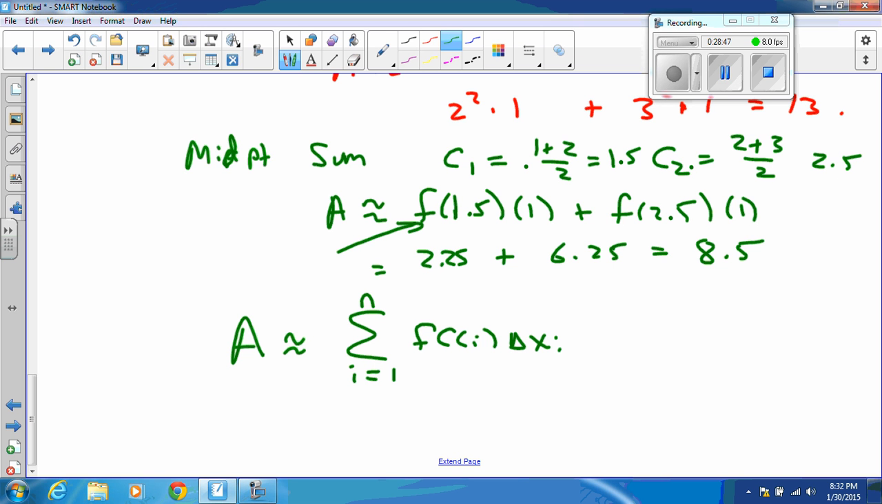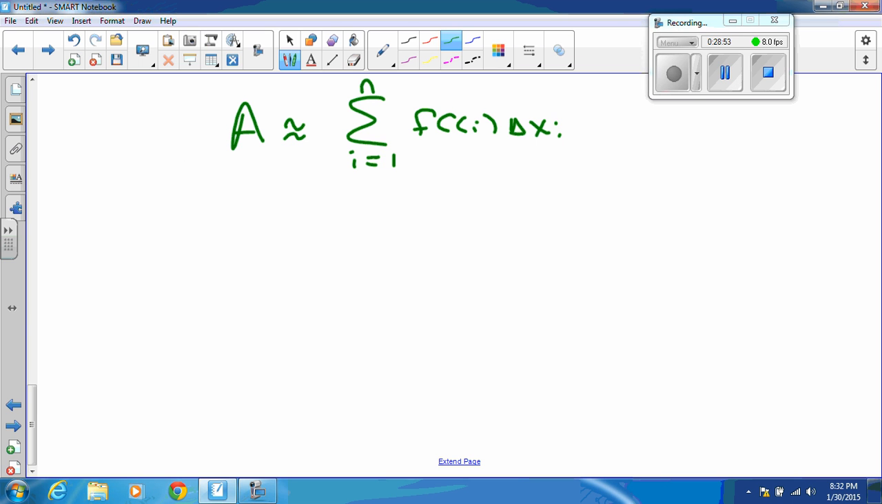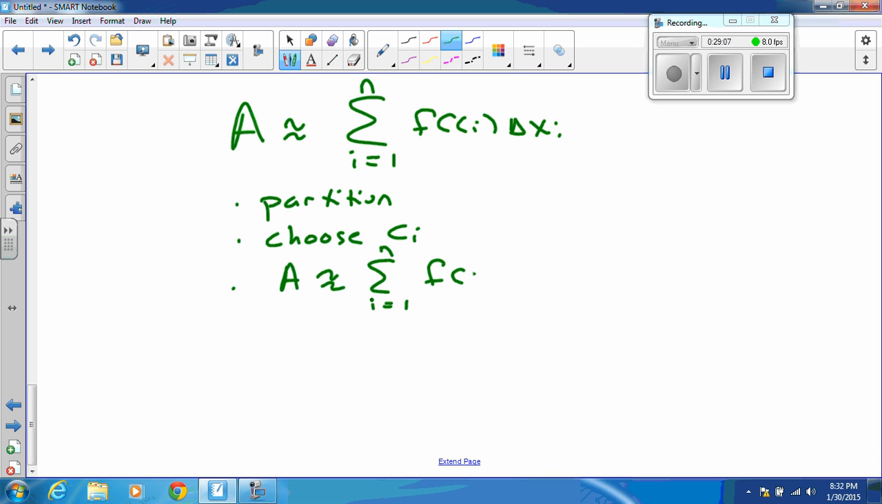Well, let's summarize all this. The summary is this, that the area is approximately a Riemann sum. That's it. But now, having said all of that, the way in which we go about computing this Riemann sum is, first of all, to partition, then to choose the C sub i's, and then to construct the Riemann sum.